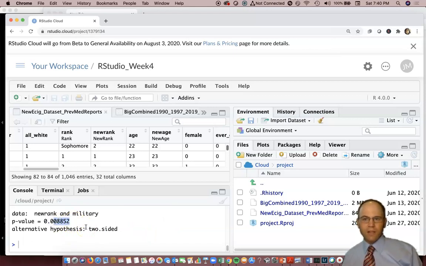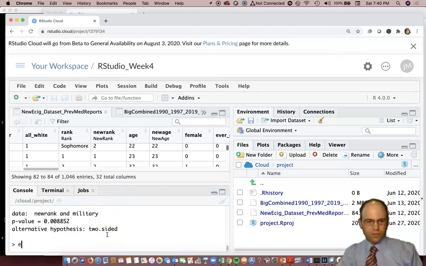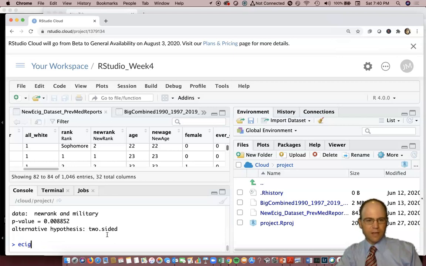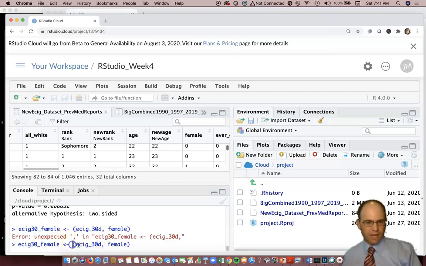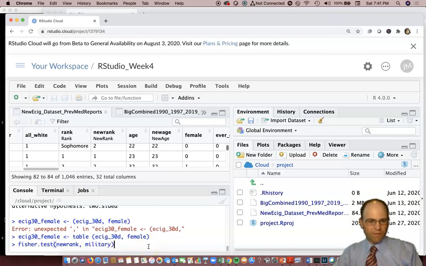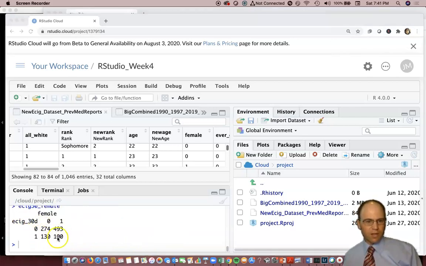Easy enough. In the event that you had a 2x2 table, we can create one. We'll do e-sig 30 female. That will be the name of my table. And I'm going to look at e-sig in the last 30 days, comma, being a female. And I have to tell it that I'm making a table. I don't have to necessarily make the table, but I tend to want to see what I'm looking at before I go ahead and run the test. So esig 30 female, that's the table we had just created. So here are the numbers, 130, 100, those are our smallest numbers.